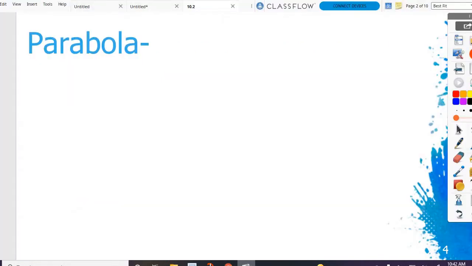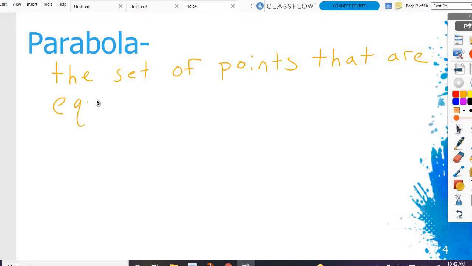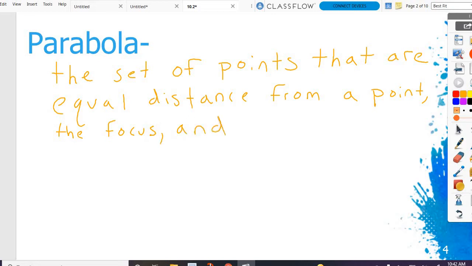So let's write that out. So it is the set of points that are equal distance from a point, which is our focus, and a line, which we call the directrix.